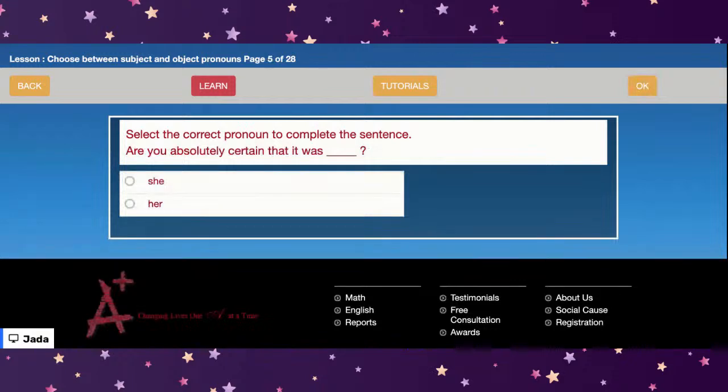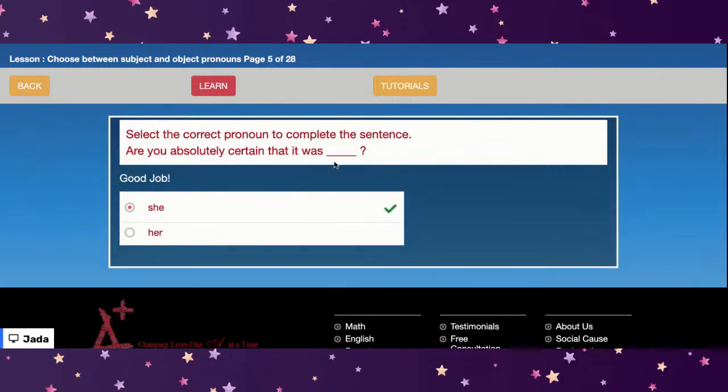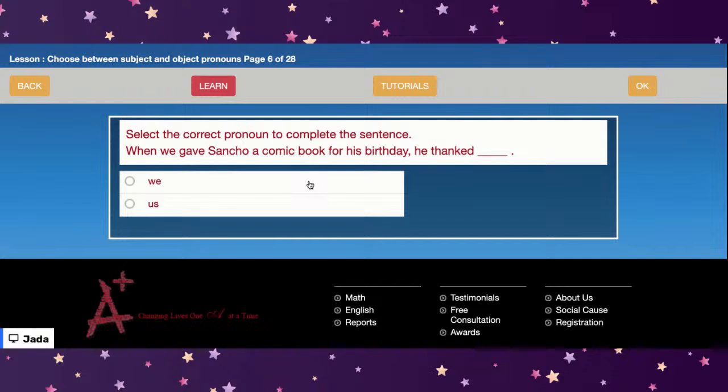Are you absolutely certain that it was she or it was her? Which one? What's the suitable one here? That it was her or it was she? So we have was as the linking verb, so we have to have the subject pronoun she.